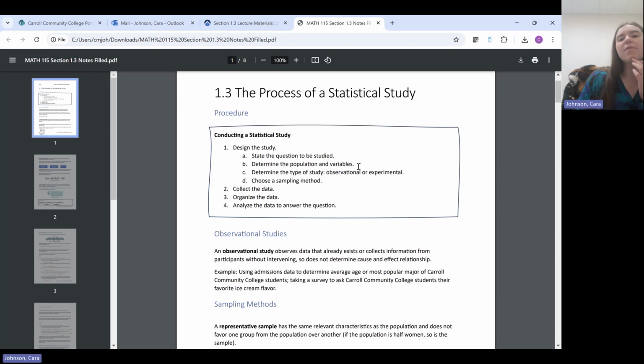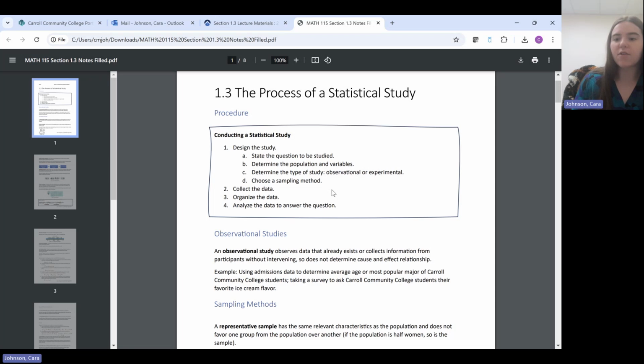And then determine the type of study, observational or experimental. That is going to depend on what you're looking for. We're going to talk more about the difference between these two in a minute. And then you're going to pick a sampling method.